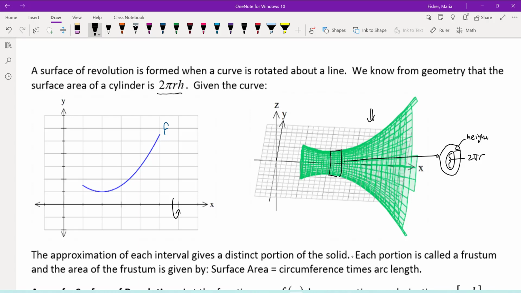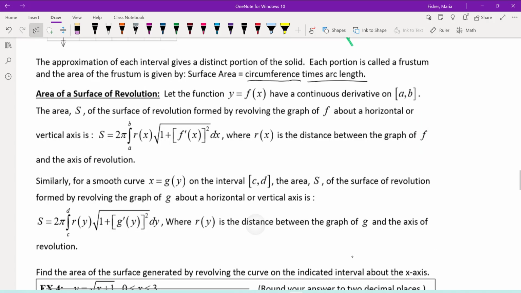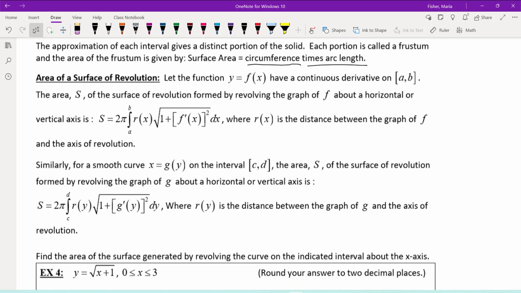Each one of those portions is called a frustum, and the area of the frustum is given by circumference, which is 2 pi r, times the arc length, because how much I move here is just arc length. What that leads to is the following two formulas for the area of a surface of revolution.